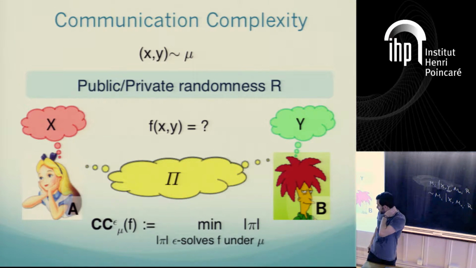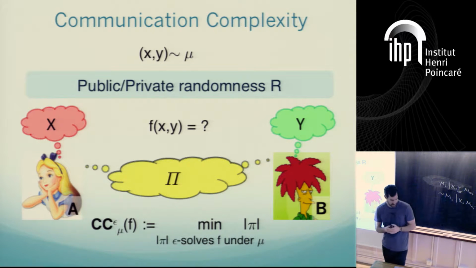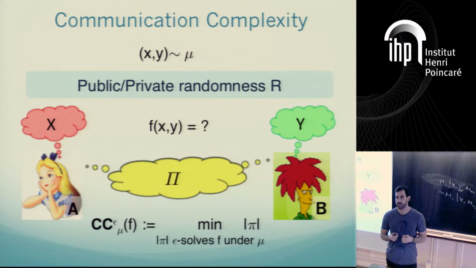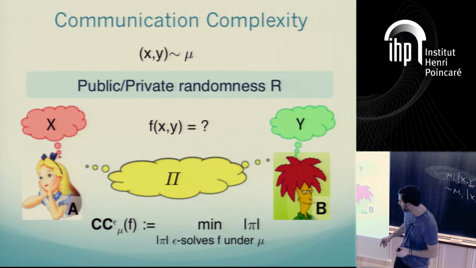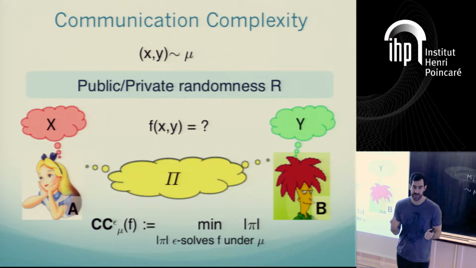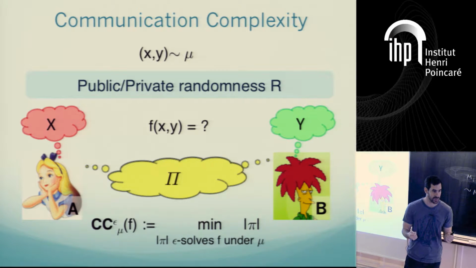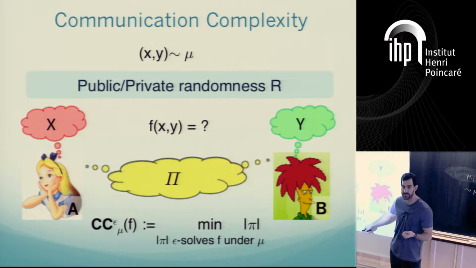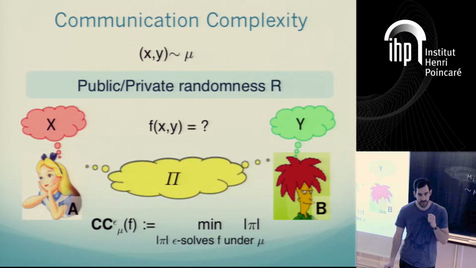And we can define the natural complexity measure, which is the two-party communication complexity of a function f with respect to a prior distribution mu, as the cost of the cheapest protocol, the fewest number of bits that are exchanged in any execution of the protocol pi, which correctly solves the function f with some small error under mu.